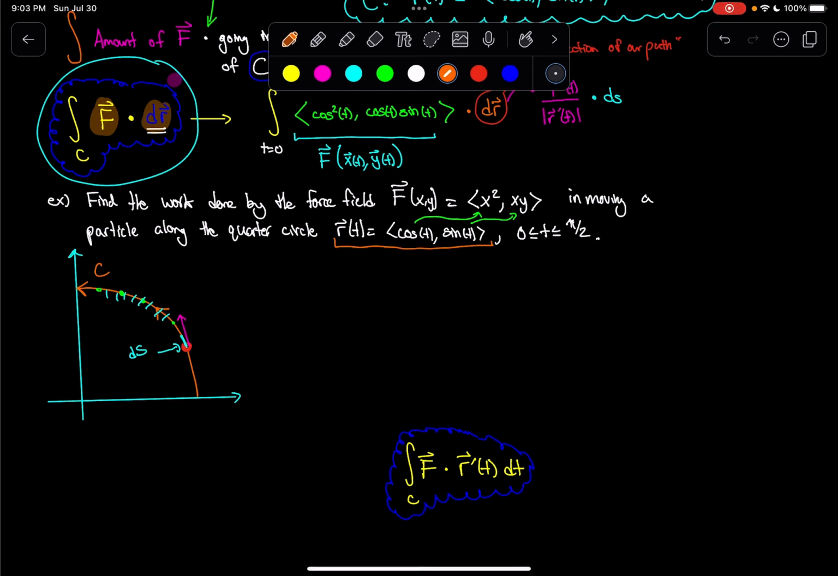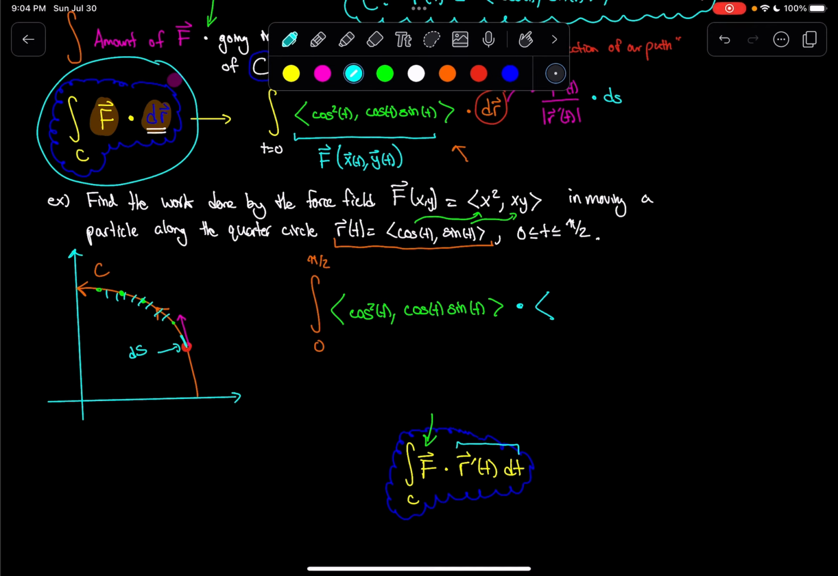And we started a setup at the top, which I'm going to rewrite here. So we had t went from 0 to pi over 2. We had our vector field, which has been parameterized in terms of the x and the y's for our path. So we have cosine squared of t, comma cosine of t, sine of t, right? Very excellent. So now all we're missing is the rest of this little formula. All we need to do is do the dot product with r prime of t.